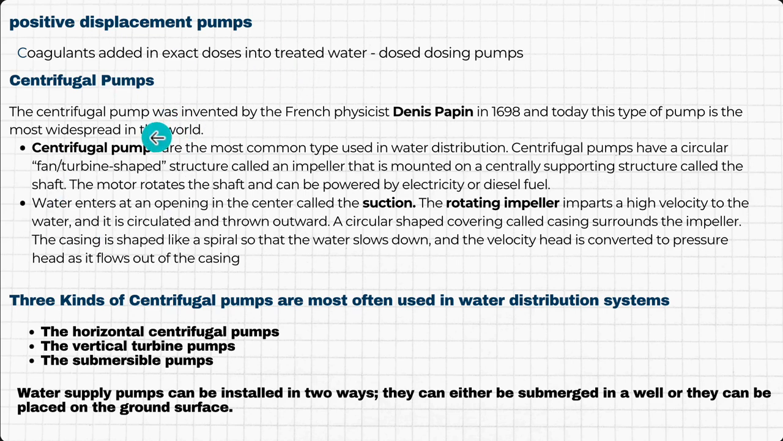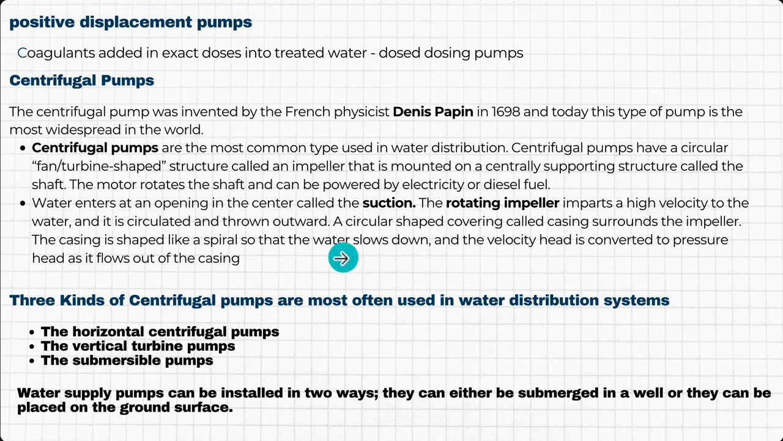While for the centrifugal pumps, the centrifugal pump was invented by the French physicist Denis Papin in 1698, and today this type of pump is the most widespread in the world. Centrifugal pumps are the most common type used in water distribution. Centrifugal pumps have a circular fan, turbine-shaped structure called an impeller that is mounted on a centrally supporting structure called the shaft. The motor rotates the shaft and can be powered by electricity or diesel fuel.